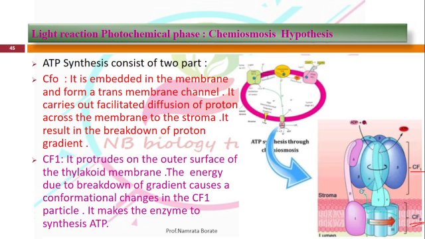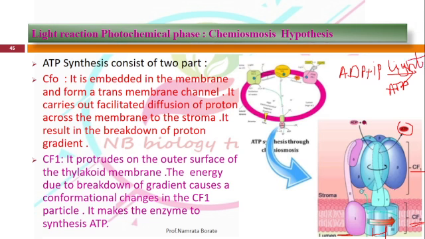When the proton is accumulated in the lumen, for the synthesis of the ATP molecule, there is a requirement of light energy. ADP plus inorganic phosphate gives rise to the ATP molecule. But for the synthesis of the ATP molecule, what is required? There is a requirement of light energy.